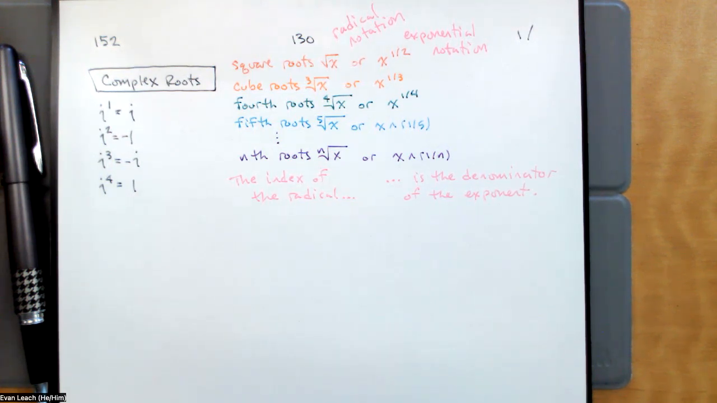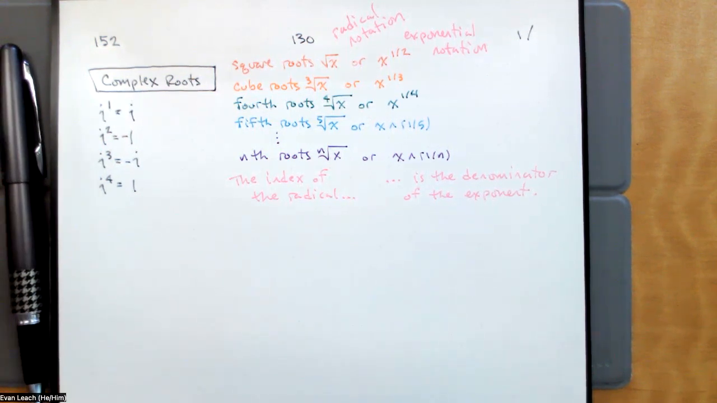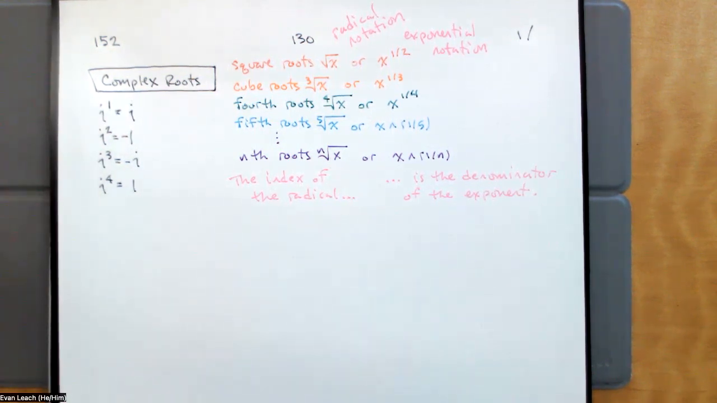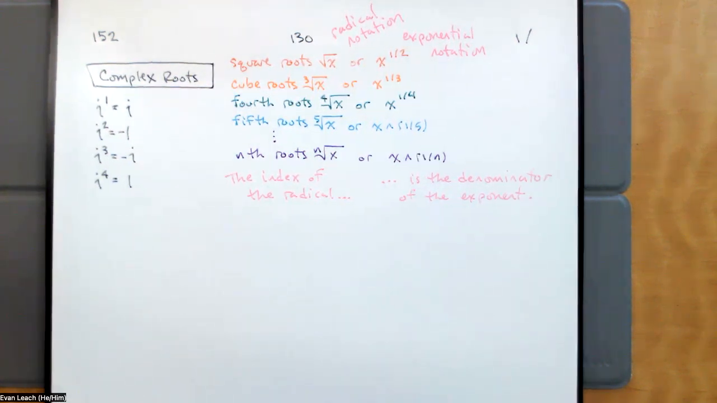Anyway, what are we talking about? Yeah. The index of the radical is the denominator of the exponent. Let's get to the big idea. Let's just go right to the big idea. Let's jump straight to our conclusion. Every number has nth roots.